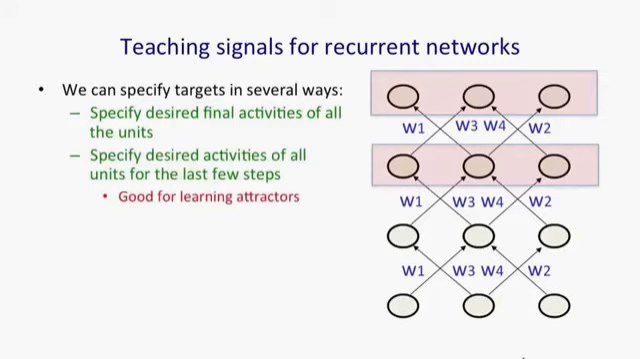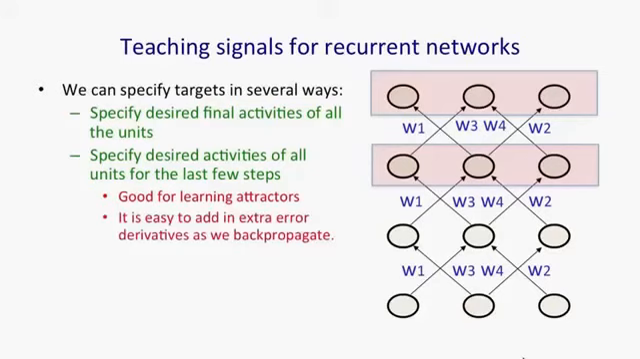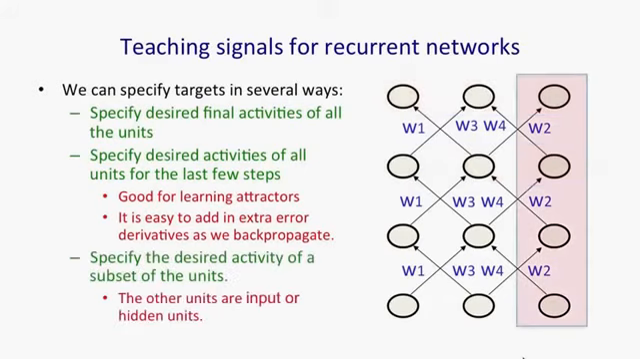So by specifying several states at the end, we can force it to learn attractors, and it's quite easy as we backpropagate to add in derivatives that we get from each time step. So the backpropagation starts at the top with the derivatives for the final time step, and then as we go back through the layer before the top, we add in the derivatives for that layer, and so on. So it's really very little extra effort to have derivatives at many different layers. Or we could specify the desired activity of a subset of units which we might think of as output units. And that's a very natural way to train a recurrent neural network that is meant to be providing a continuous output.